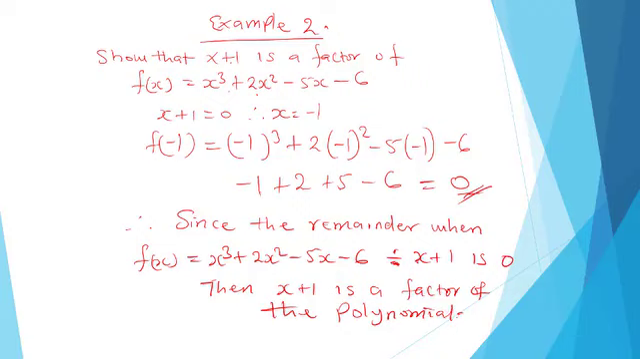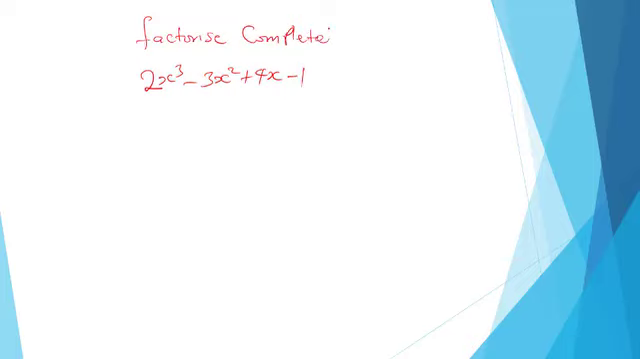In some instances, you might be given a polynomial of this form, let's go with 2x^3 minus 3x^2 plus 4x minus 1, and be told to factorize completely the polynomial.